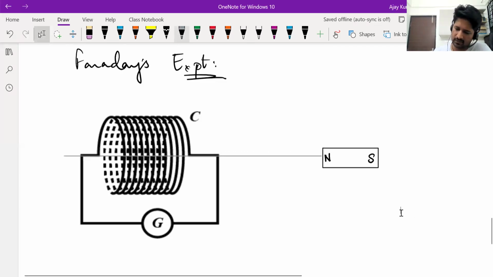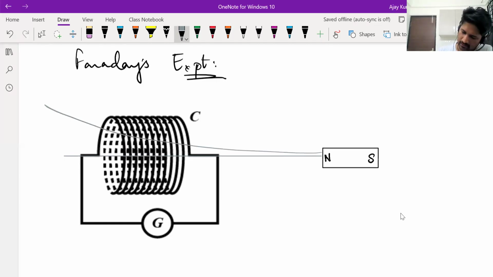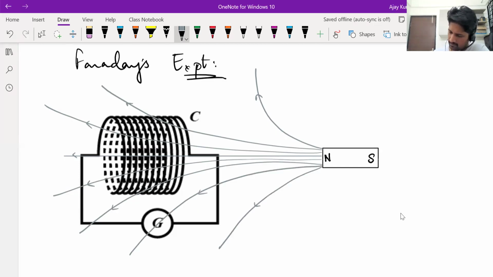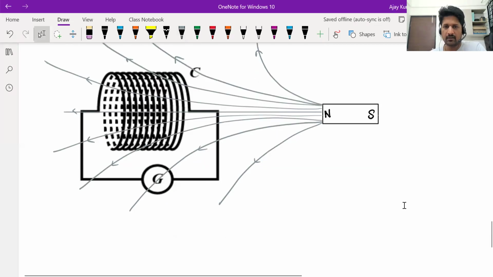If the north pole is to the left, then there will be field lines going out of the north pole of the bar magnet. And it's a non-uniform field, we all know that. So some of those field lines will be passing through this coil. Of course, there will be many which don't pass through the coil also. Okay, that's the field produced by the bar magnet.